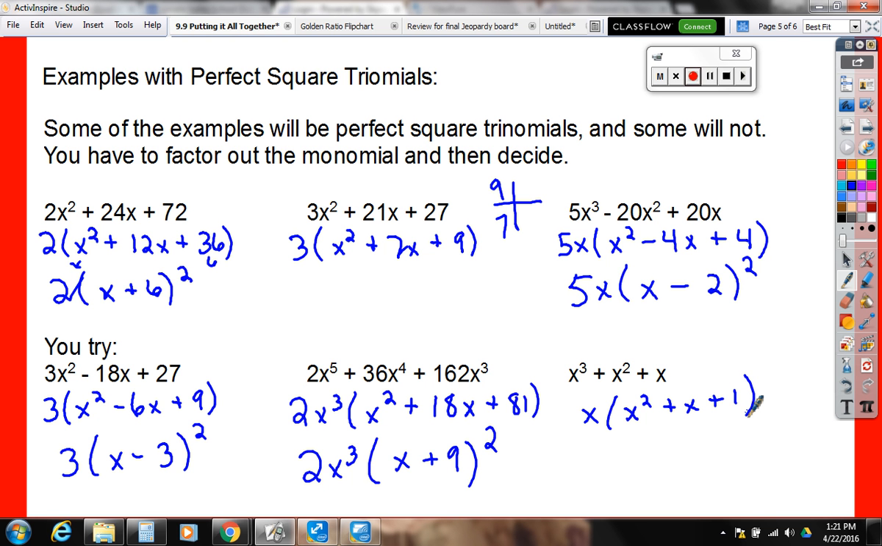Okay. What's the square root of x squared? What's the square root of 1? Okay, 1 times x is 1x, and if you double that, what do you get? 2x, and this is not 2x. So it's not a perfect square trinomial. And there's actually no other factors, because there's no numbers that multiply to give you 1. Okay, so just the last slide is your homework.